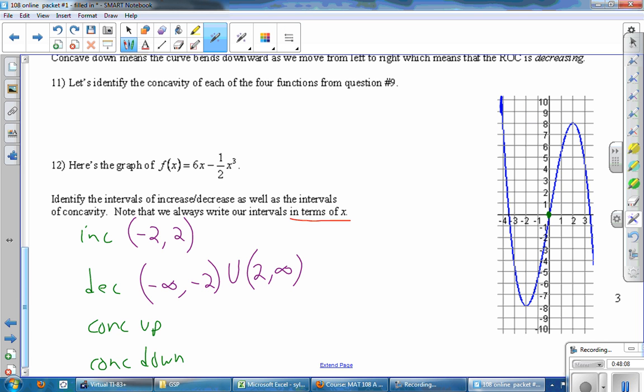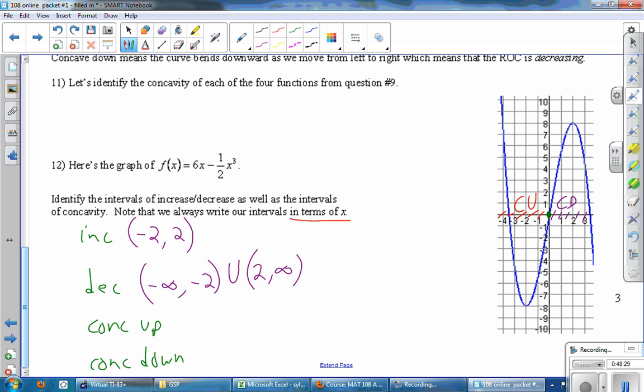As you are to the left of that, you get things that are bending upward until you get there. And then to the right, things that bend downward forever. So I think that to the left of 0, we are concave up out there. And to the right of 0, we are concave down.